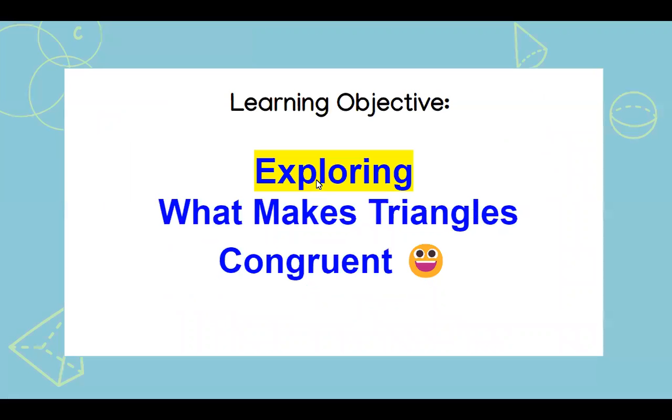Okay, so today we're going to continue to explore what makes triangles congruent. Remember that we had our notes. I gave you guys the printout, right? Everybody got one, right? Okay.